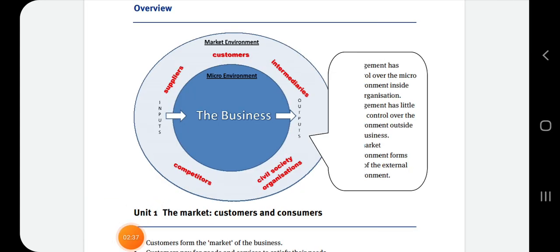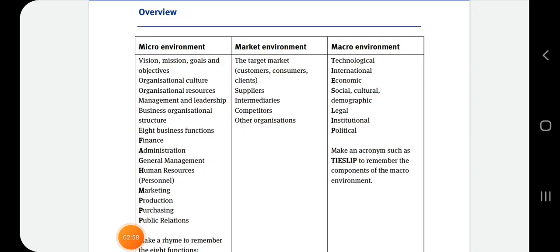All right, this is the overview of the market environment. Remember, in the market environment, the business has little control. In the micro environment, it has total control because it's within the organization, but with the market it has little control. Just as a recap, those are the components of the micro environment, and these are the components of the market environment. We have the target market, which is the customers, consumers or clients. Customers, consumers and clients are one thing. Then we have suppliers, intermediaries, competitors, and other organizations.